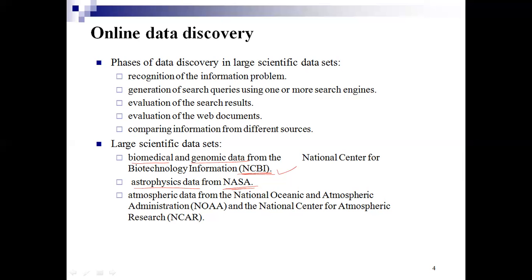Then we have atmospheric data. We have the atmospheric data from the National Oceanic and Atmospheric Administration, that is called NOAA. NOAA stands for National Oceanic and Atmospheric Administration. And another one, National Center for Atmospheric Research, that is NCAR. So these are all examples of large scientific data sets.